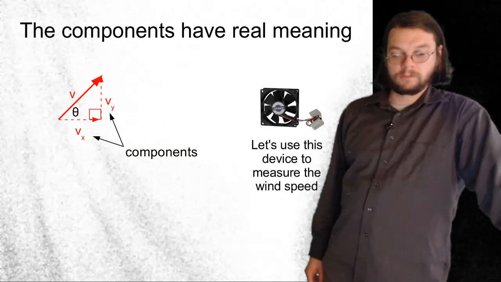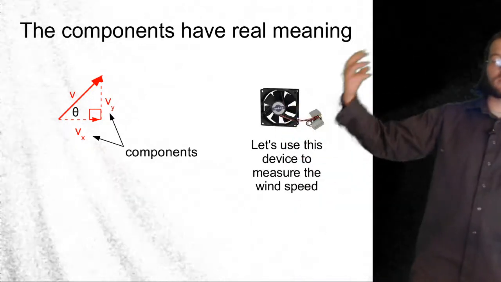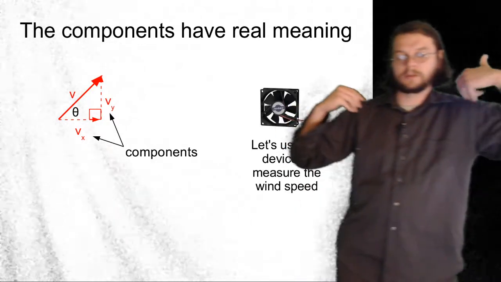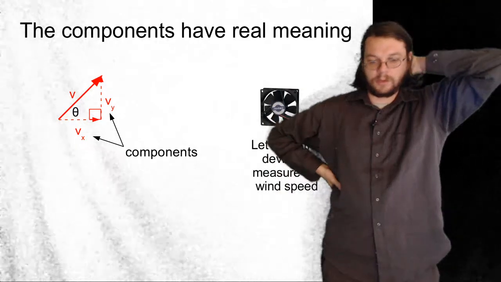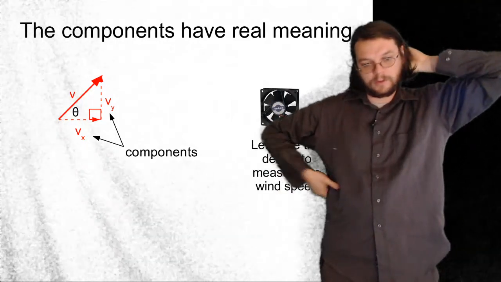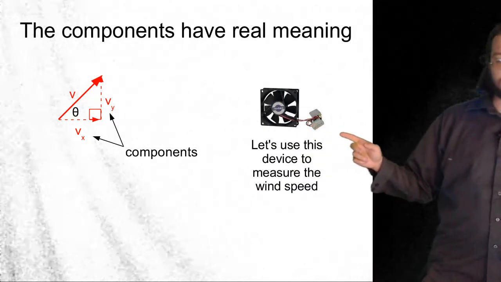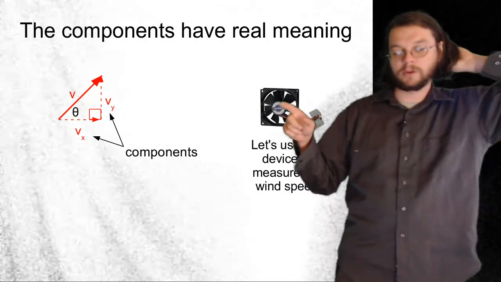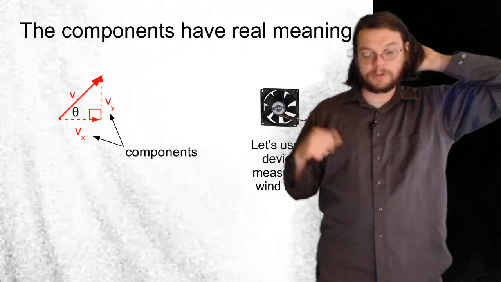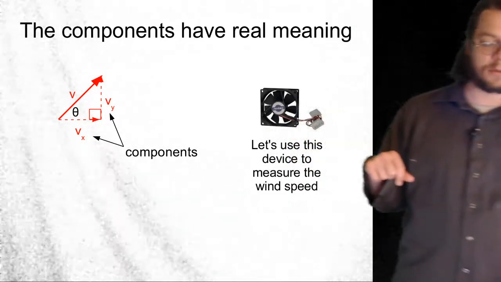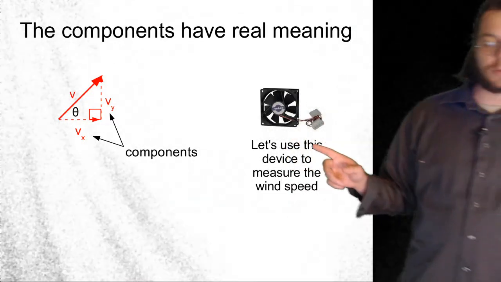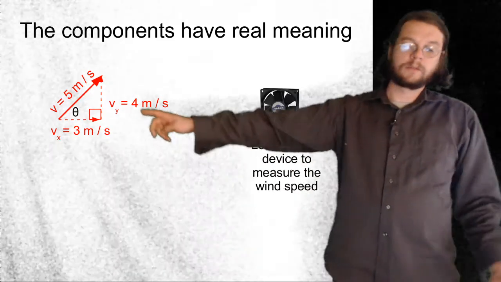All right, so let's see here. What I mean by the components of the wind, the x and y components of the wind vector, has a real meaning. Let's say you have some device that can measure the speed of wind. The wind blows and it turns this little thing, and we can measure how fast it's turning, figure out how fast the wind is.